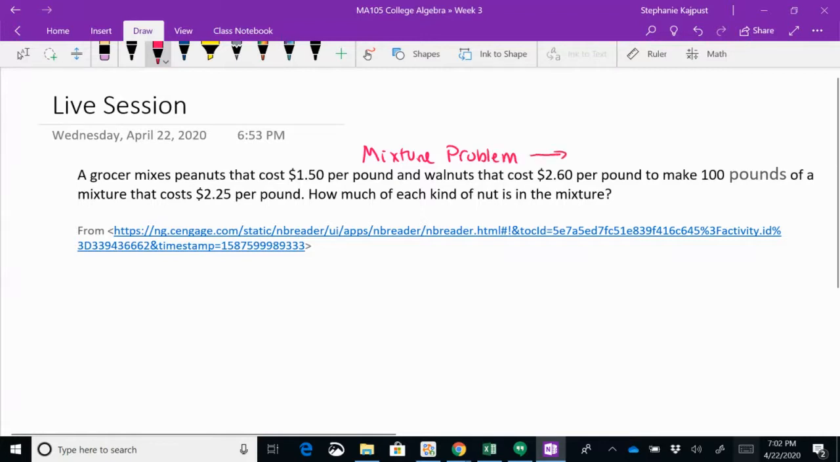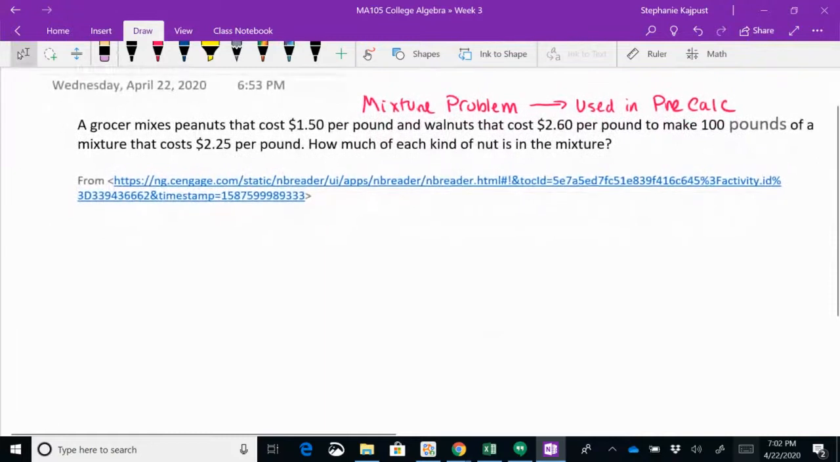And if you have to go on to pre-calc, you will need to know this, because it will show up in pre-calc. So we can make a table, or we can just do the equations. The equation method is technically something that we're not going to learn yet, but we'll do both just so you can see how they work.